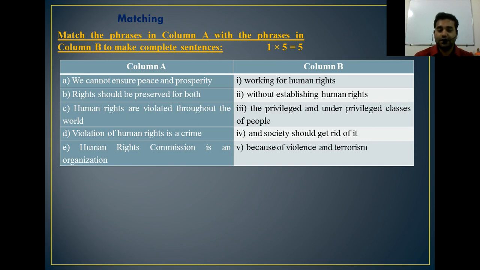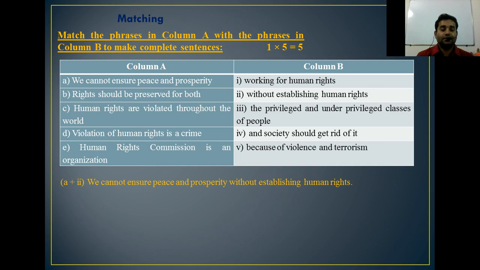Now I am showing you the answer, how you will write down the answer. The first sentence, A plus 2. So you have to find out the answer at first. Which sentence or phrase from column A is matched with column B? So I find here number A phrase is matched with number 2 from column B.